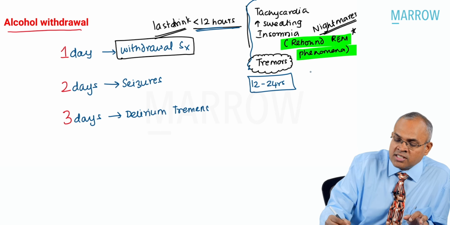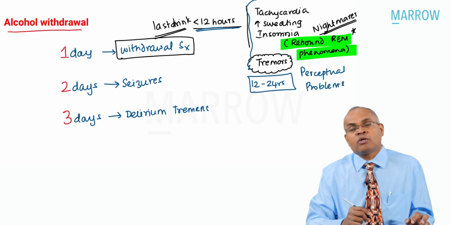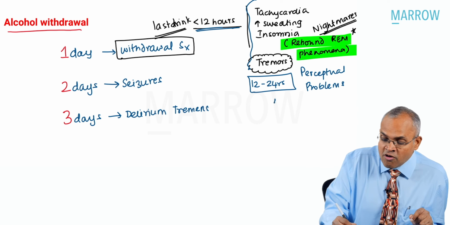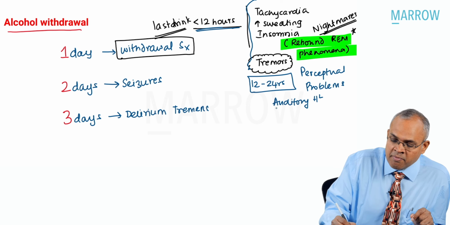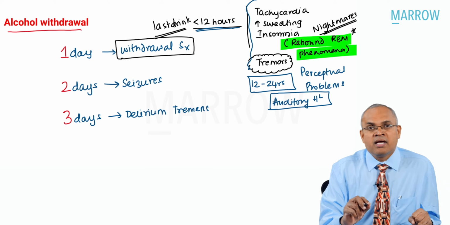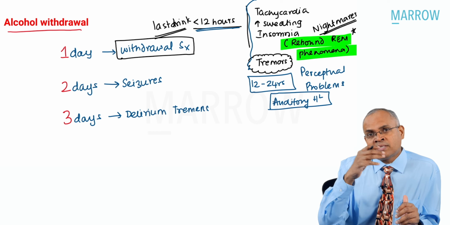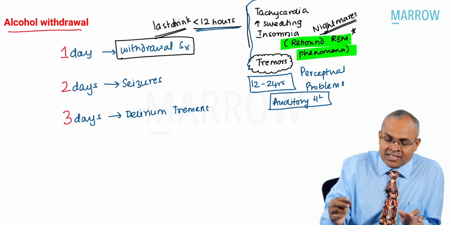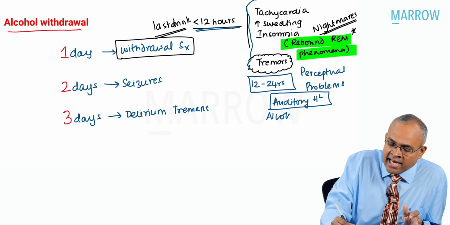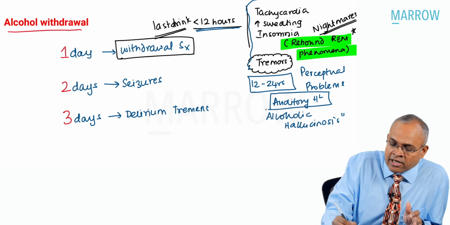Within 12 to 24 hours, perceptual problems can happen. When you say perceptual problems, what's the common perceptual problem you can see? You can see a lot of patients developing auditory hallucinations very commonly. Understood? In fact, a lot of patients with alcohol use can have frequent auditory hallucinations. That condition is what is called alcoholic hallucinosis.